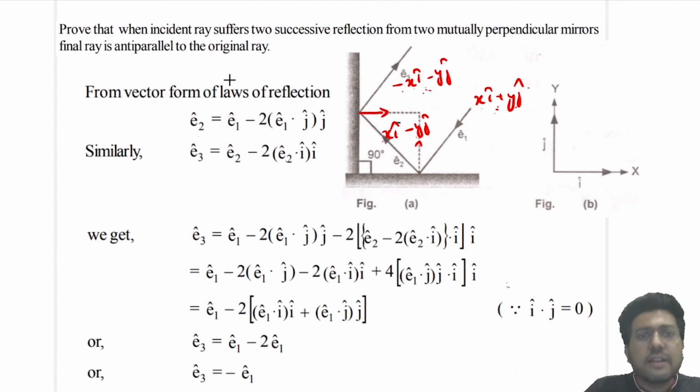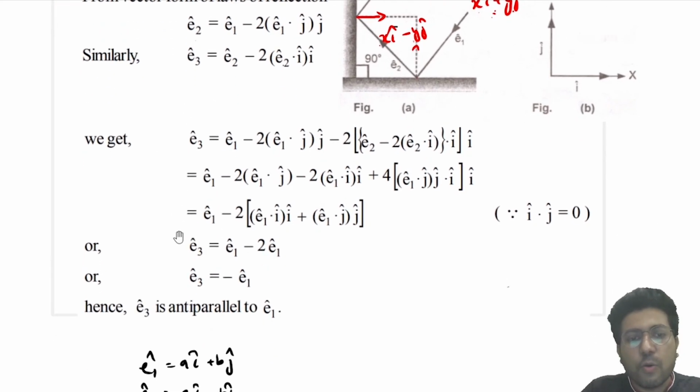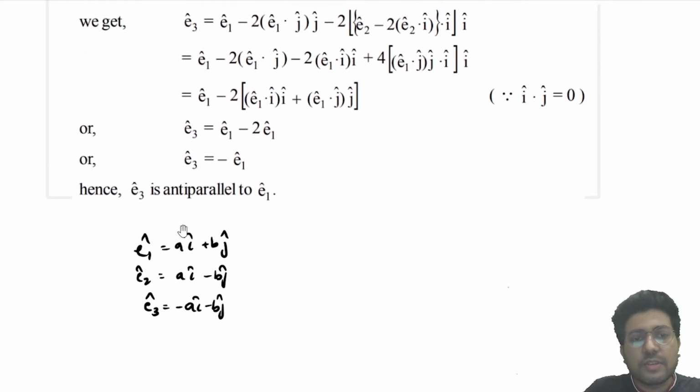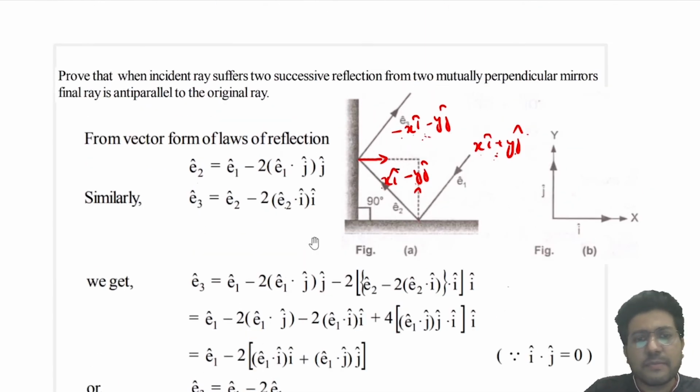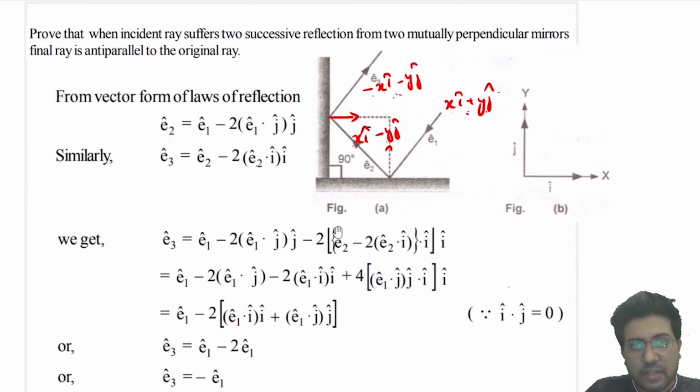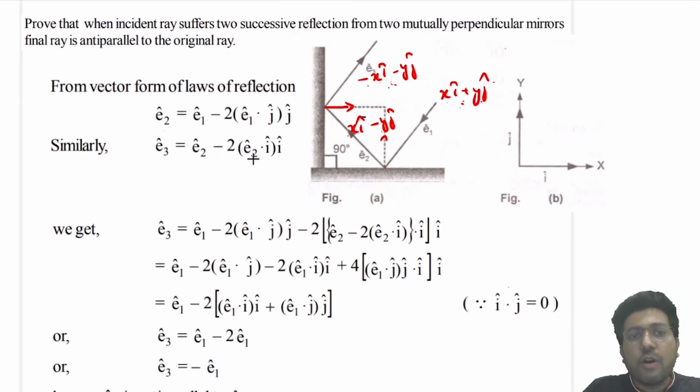So whenever an incident ray suffers two successive reflections from two mutually perpendicular mirrors, the final ray is anti-parallel to the original ray. Okay. So here also I have written E1 cap is AI cap plus BJ cap, or you can say XI cap plus YJ cap. E2 cap is AI cap minus BJ cap and E3 cap is minus AI cap minus BJ cap. So from these two you will see E1 is anti-parallel to E3. Okay, here I have used xi cap plus yj cap. You can also use ai cap plus bj cap, whatever you want to use, or you can prove it using the law of reflection in vector form.